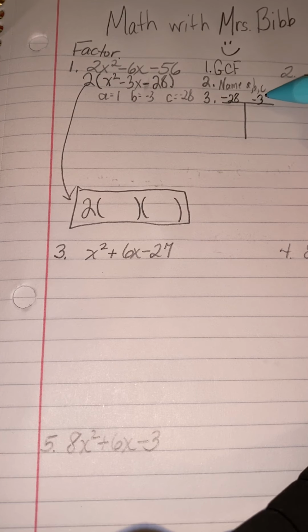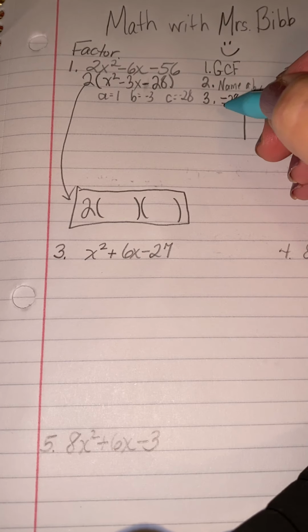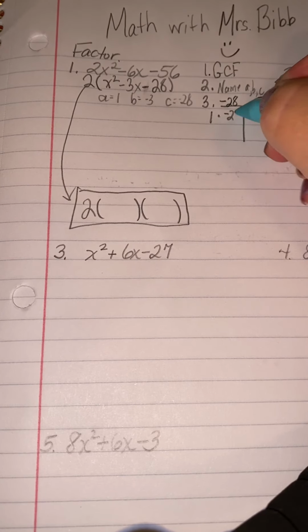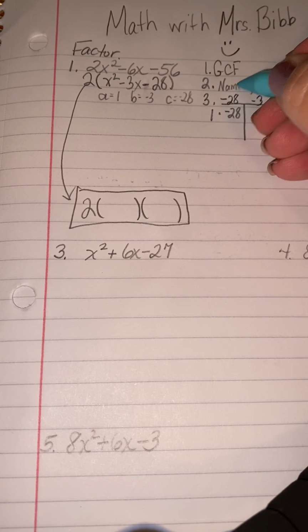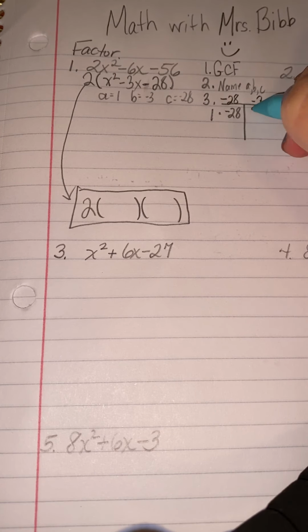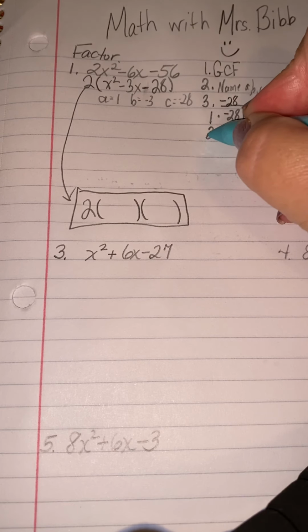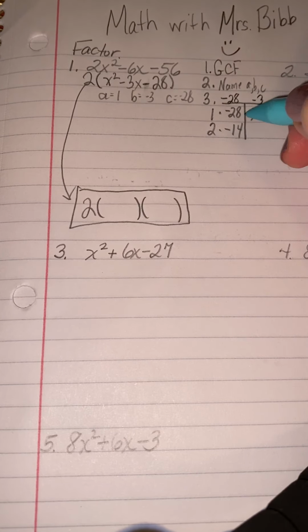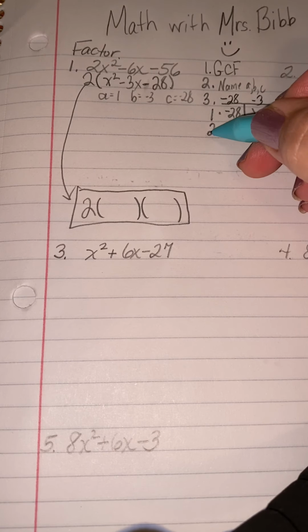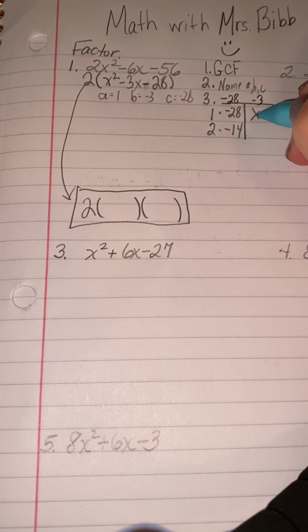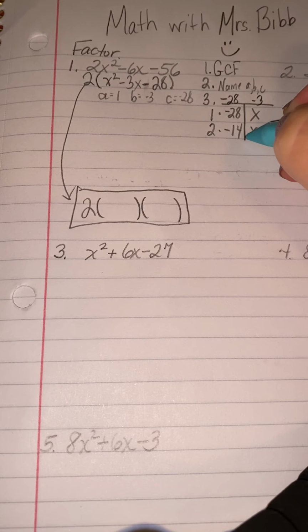I want my sum to be negative. When you're adding a positive and a negative number, to get a negative sum, the larger integer should be negative. So 1 times negative 28 multiplies to give me negative 28, but it does not add to give me negative 3. It adds to give me negative 27, so that's not the pair that I want. The next pair of factors, 2 times negative 14. 2 times negative 14 is negative 28. 2 plus negative 14 is negative 12, so that does not give me a sum of negative 3.